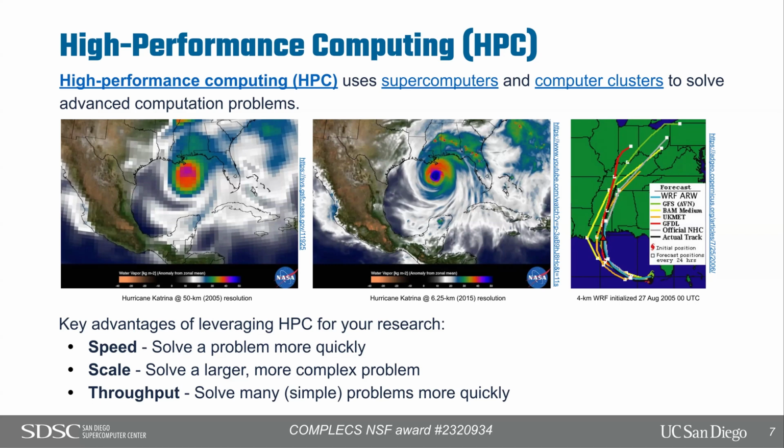Or you might need to solve many variants of the same problem over and over again. So say on this third example, to get a statistical distribution of, say, the track of the storm as it comes in and makes landfall. Right. And so these are the key advantages of leveraging HPC for these traditional types of problems.